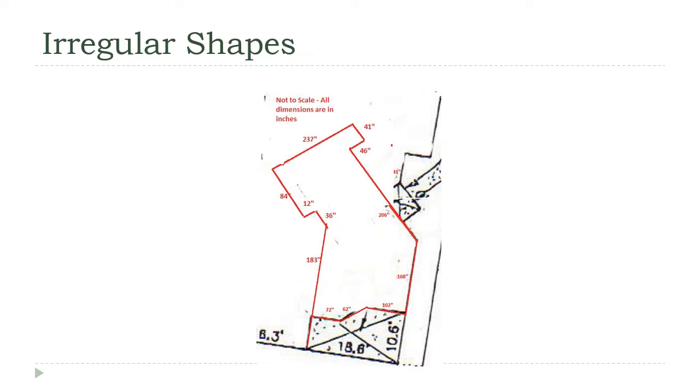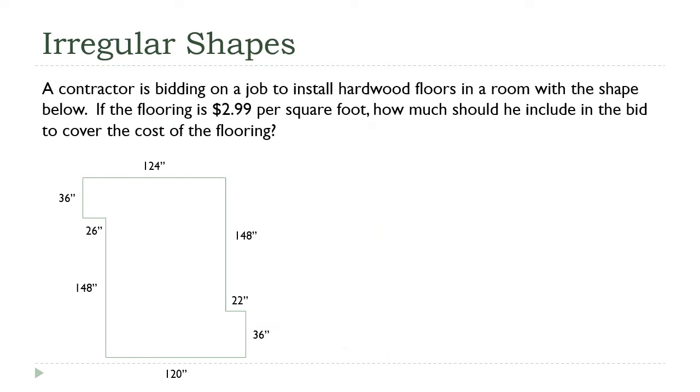Now, we're not going to actually do this one. Doing this was a little complicated and requires some trigonometry to handle the weird angles. But we will look at some more straightforward examples. Let's say we have this floor here. And it's the same scenario, right? We want to install hardwood floors. We know the cost per square foot, and we need to know how much this contractor should bid.